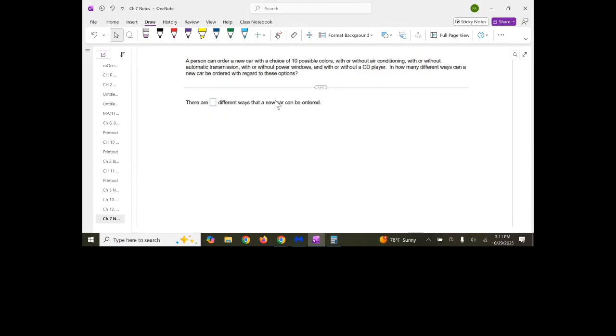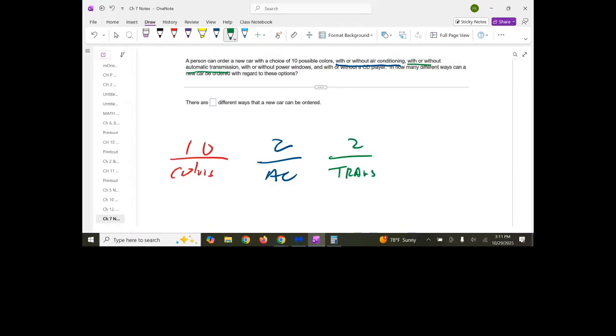It says a person can order a new car with a choice of 10 colors. Okay, so we're going to go like this. Colors, there's 10 of them. With or without air conditioning, AC, come on, that shouldn't even be an option. With or without an automatic transmission. Okay, I guess some people like to drive stick, so there's 2 options there. And with or without power windows. Okay, there's 2 there. And with or without a CD player. That's pretty dated, okay. And how many different ways can we order a new car?